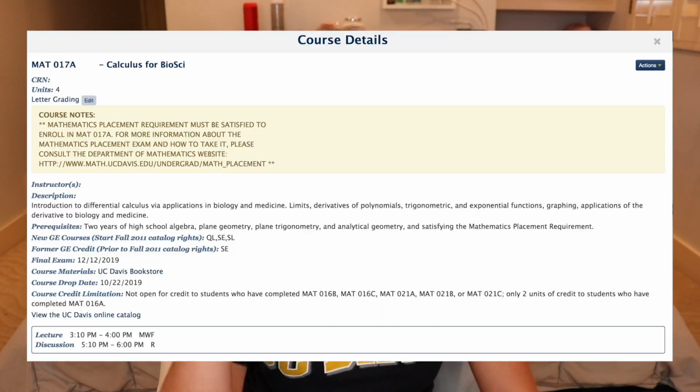The next class I'm taking is math, and I'm taking Math 17A, which is calculus for bioscience. That is 4 units, and it's calculus, but it's aimed towards biology and for medicine. I'm actually going to try to switch this class for just regular calculus because I don't think I need the bioscience aspect of it because I'm going to be taking so much science already. But that is what I'm signed up for right now, and I don't know if it will stay that way. I will keep you guys updated on that. So as of right now, I'm taking that.